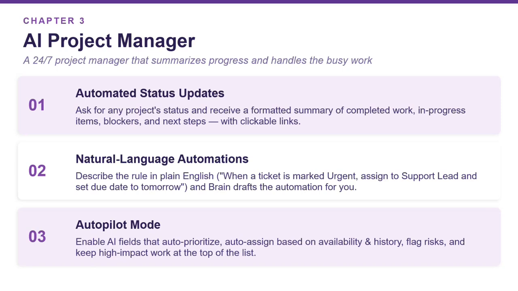Second, you can create automations with natural language. Just describe what you want. Like when a ticket is marked urgent, assign it to a support lead and set the due date to tomorrow. And Brain will draft the rule for you. Third is autopilot. You can turn on AI fields that automatically prioritize work, assign tasks based on availability and history, flag risks, and keep the most important thing at the top of the list.